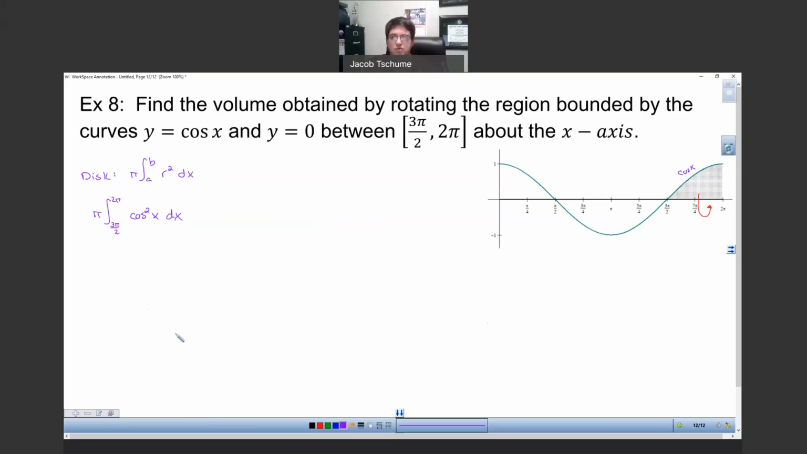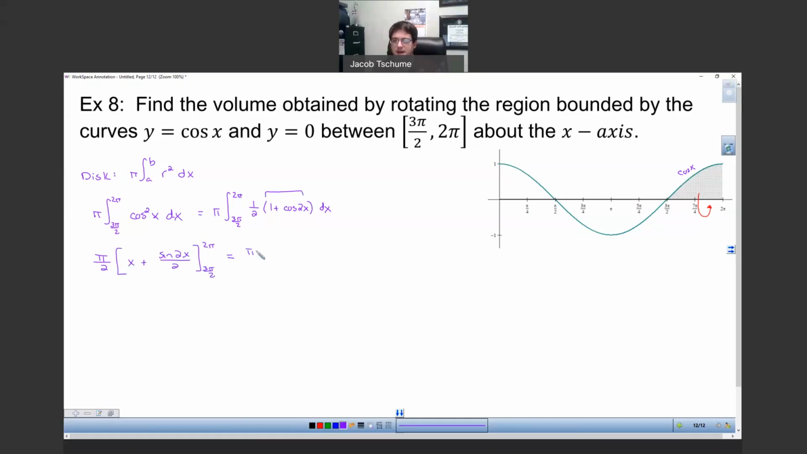And now it becomes one of the strategies we discussed in this section. All right, use your half angle identity. So this would be pi times the integral from 3 pi over 2 to 2 pi. And the half angle of cosine is 1/2 times 1 plus cosine 2x dx. I can factor that 1/2 out front to make it a pi over 2. And then I can just integrate the two terms inside the parentheses, which would be x plus the sine of 2x over 2, evaluated from 3 pi over 2 to 2 pi.